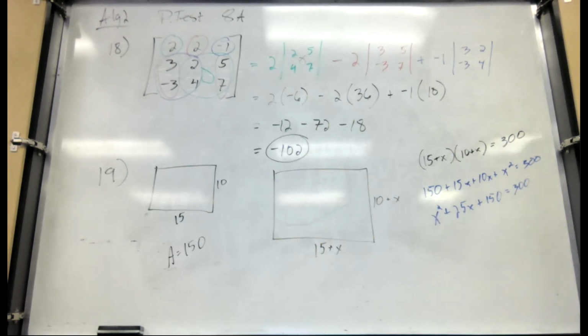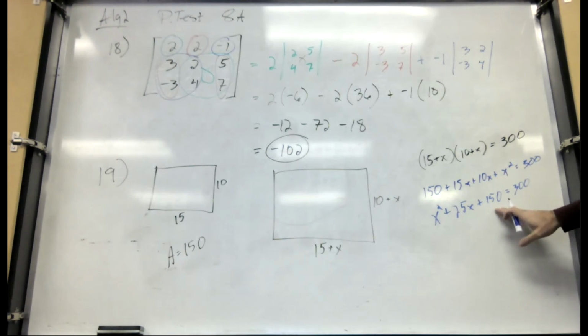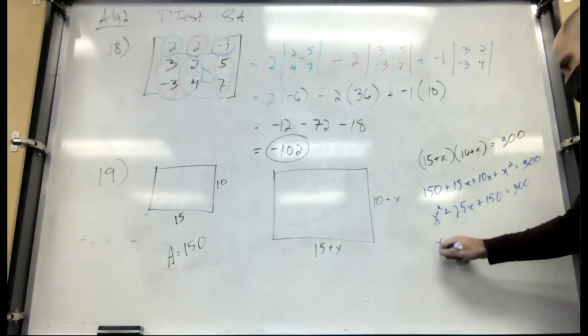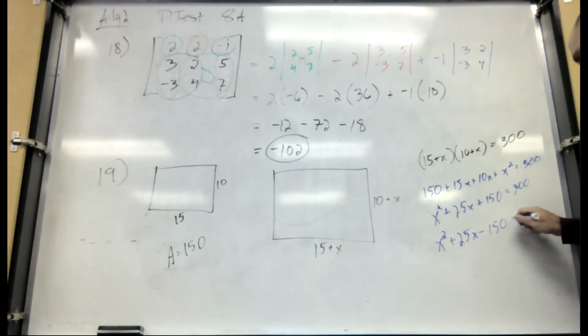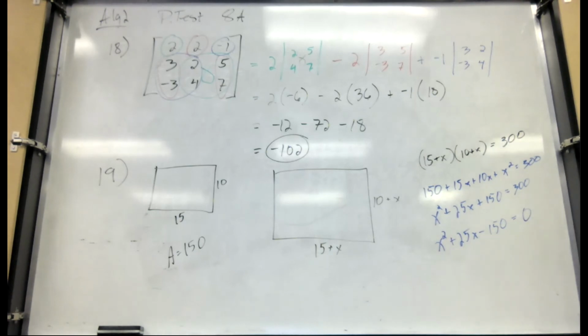We're going to solve by factoring. Hopefully we can solve by factoring. I think we can. So everything goes on the left side with 0 on the other. So you bring the 300 over, and with the 150, you end up with negative 150. So x squared plus 25x minus 150 equals 0. Now we factor. So what factors of negative 150 will add to 25?